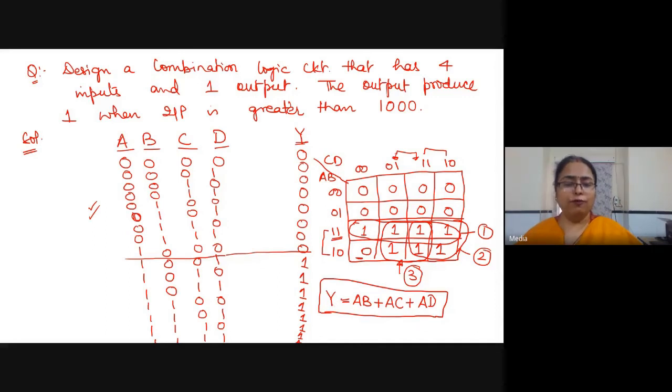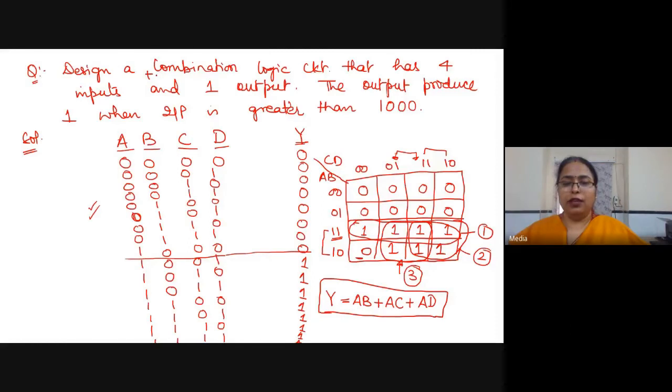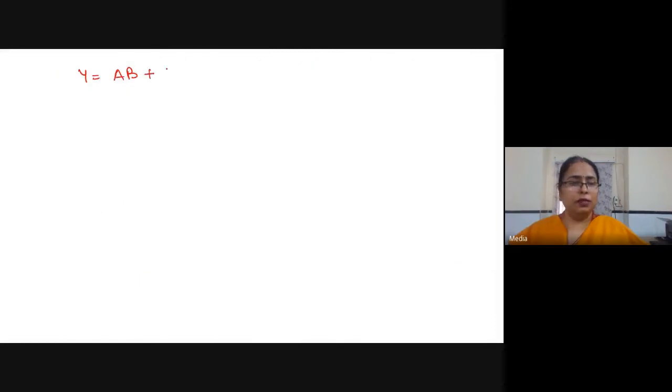We have got the fourth step, and that is the simplified form of the Boolean expression. Let us carry over to the next slide. Y is equal to AB plus AD plus AC. Last step is we have to draw the circuit diagram.